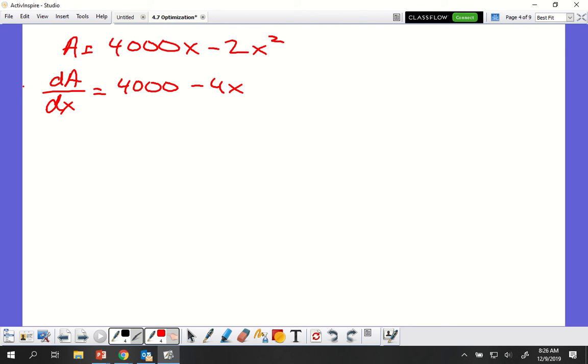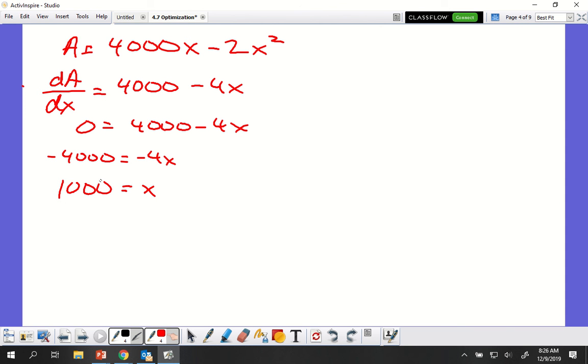I need to set my derivative equal to 0. Let's do that. So 0 equals 4,000 minus 4x. Move that to the other side, so I get negative 4,000 equals negative 4x, right? Divide by negative 4, so x is 1,000. You good? Okay. So x is 1,000. That's good. So now I know my x.